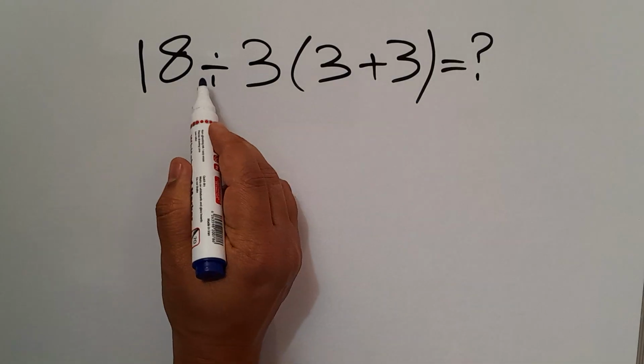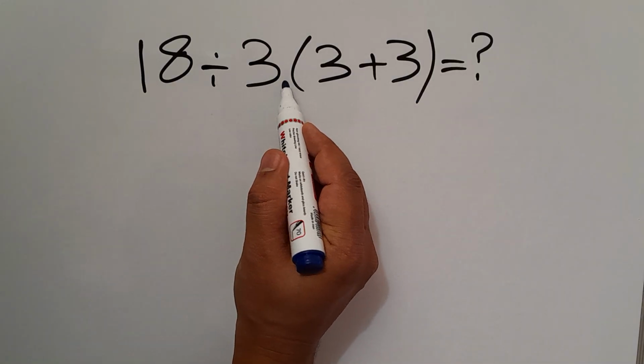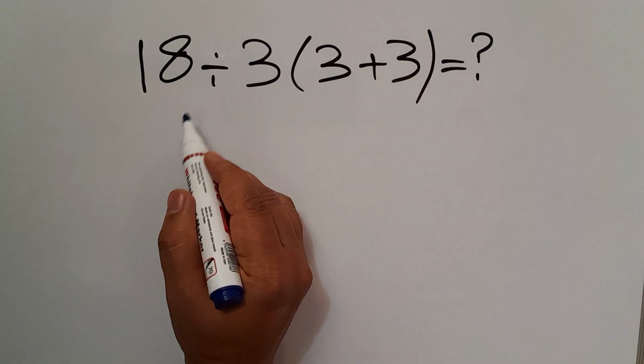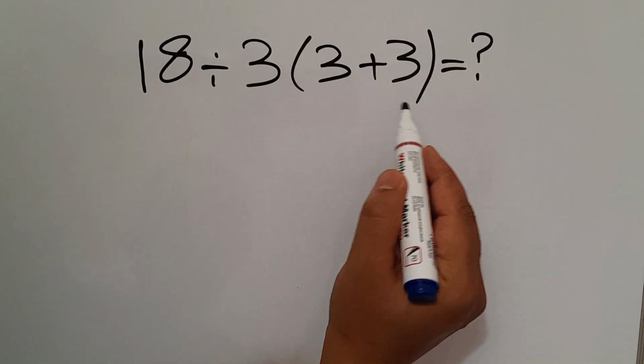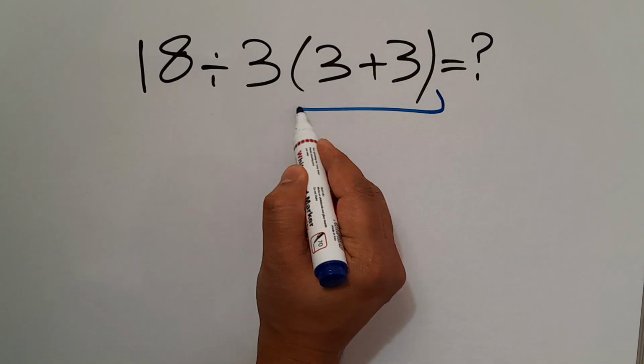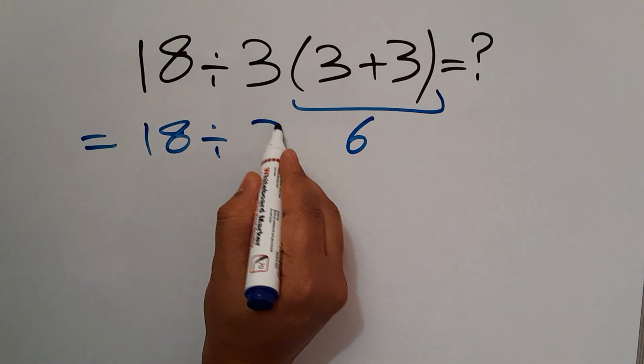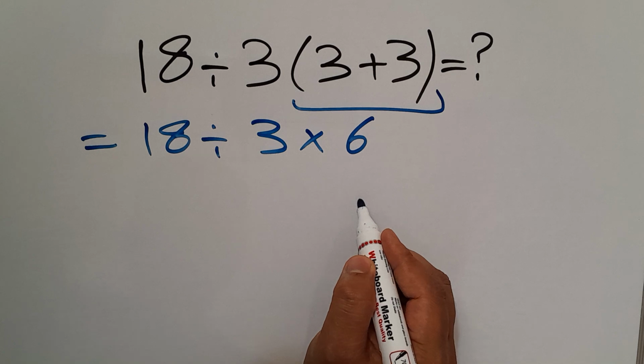In this expression we have this division, this multiplication, and this parentheses. As we know, parentheses has higher priority than other operations. So first we do this parentheses. 3 plus 3 equals 6. So we have 18 divided by 3 then times 6.